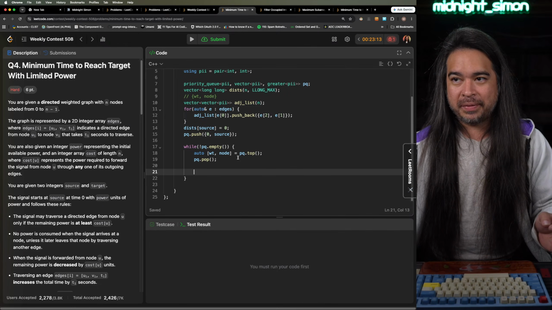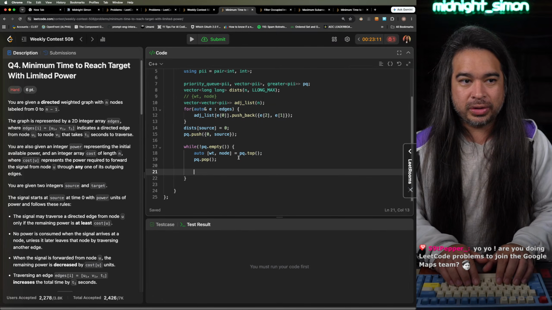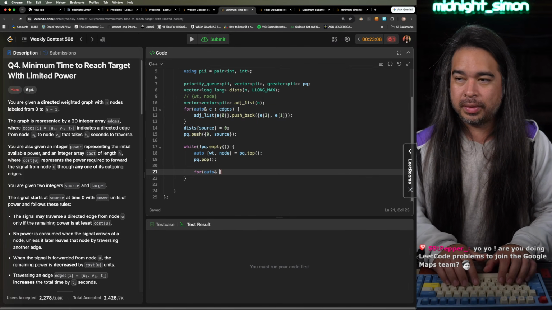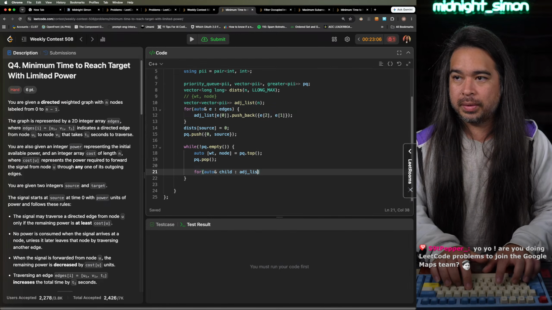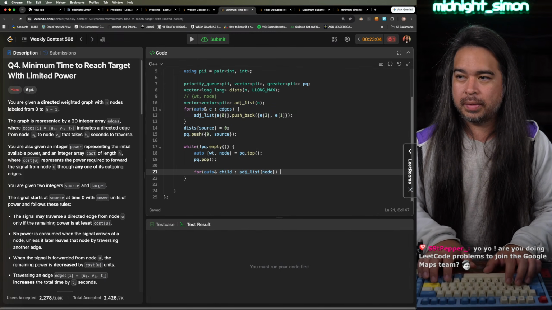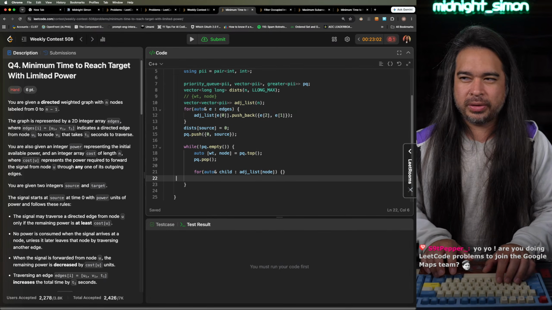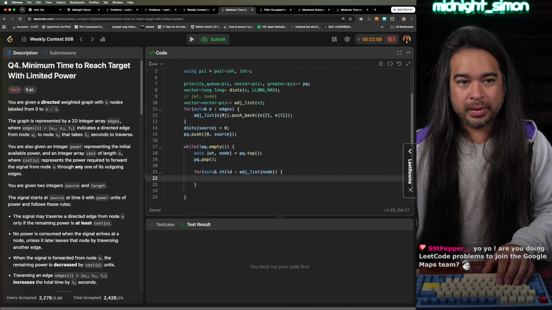Alright, so now we have that node. We want to go through all of its children. And then we gotta do something. I don't remember what yet.